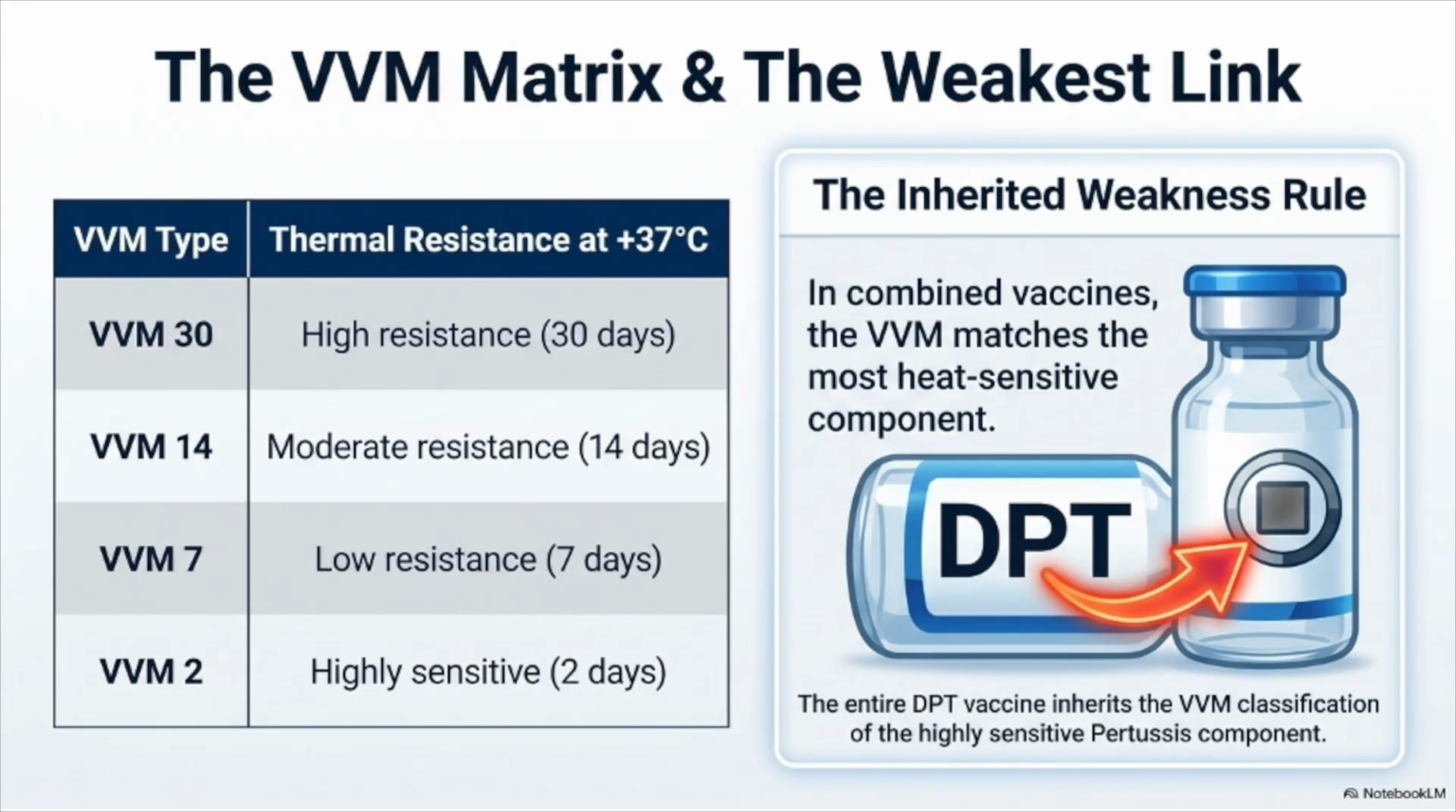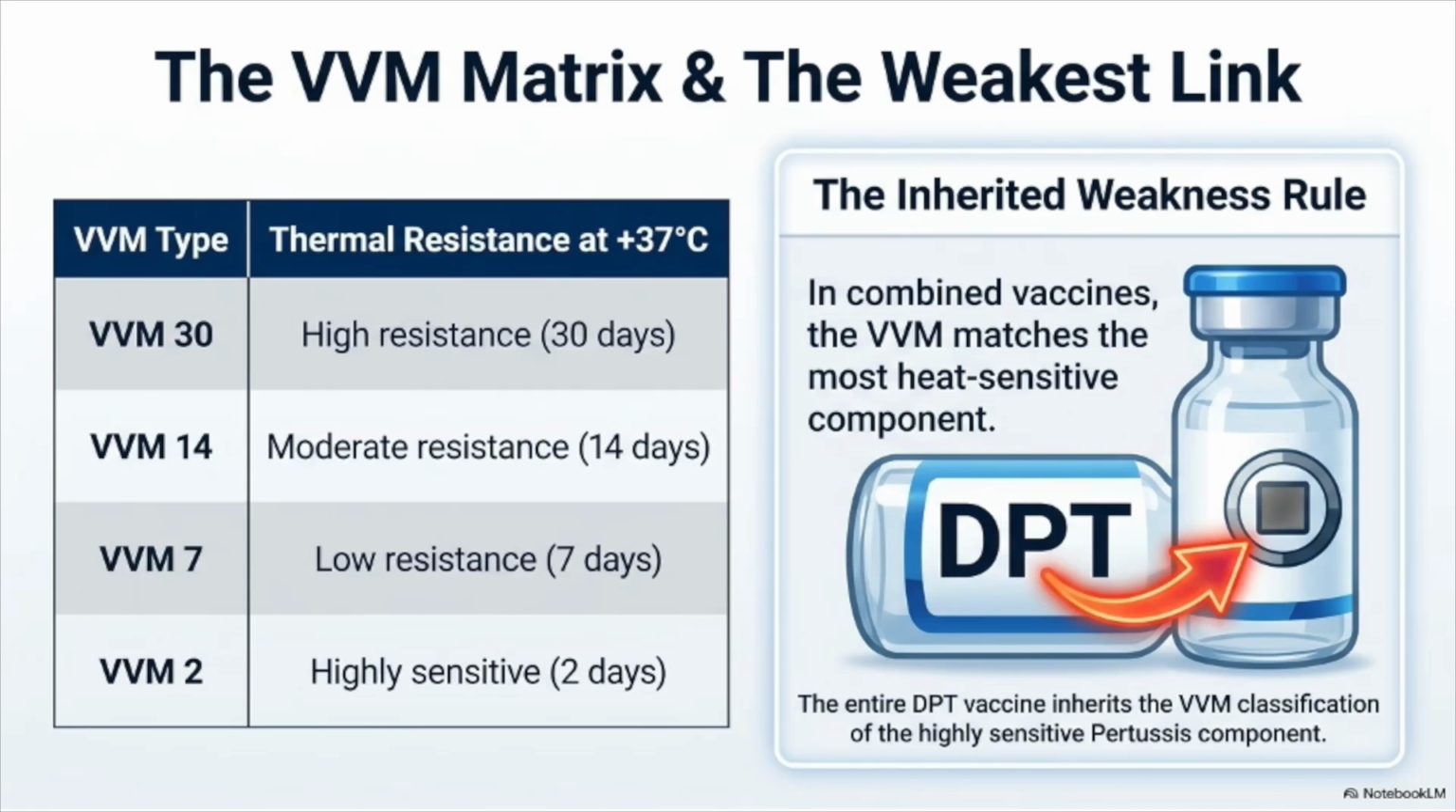There are different types of vaccine vial monitors based on thermal resistance at 37 degrees Celsius. VVM 30 offers high resistance and lasts 30 days. VVM 14 offers moderate resistance for 14 days. VVM 7 offers low resistance for 7 days. And VVM 2 is highly sensitive, lasting only 2 days.